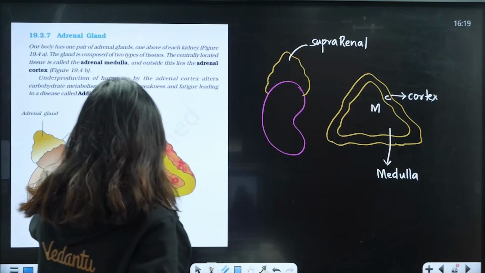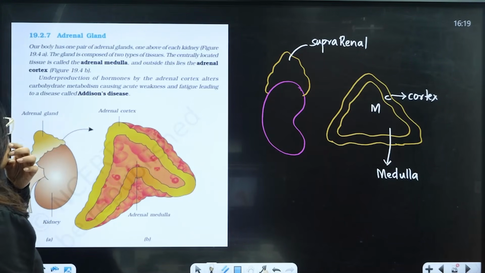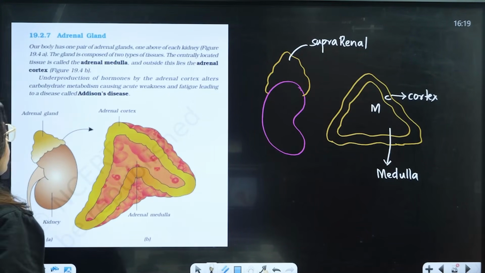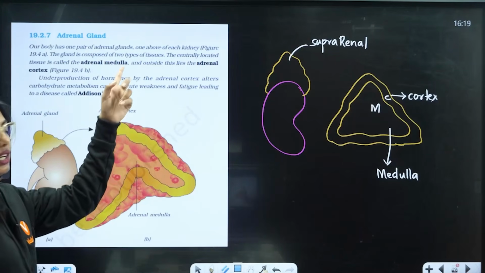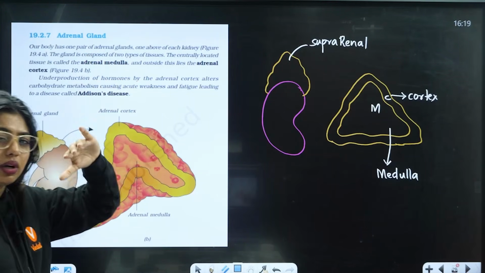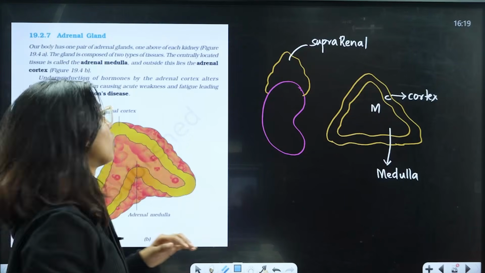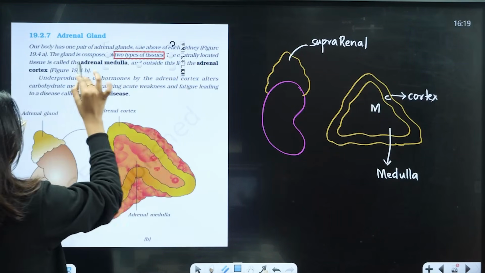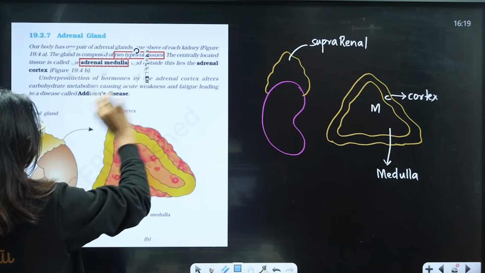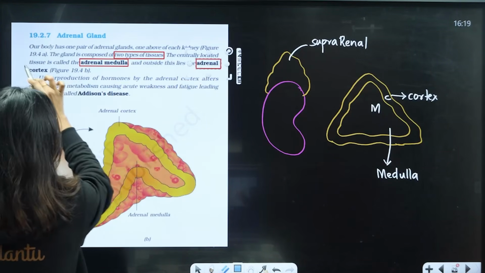Our body has one pair of adrenal glands, one above each kidney. The gland is composed of two types of tissue. In the old NCERT, instead of above they had given anterior, which is wrong. The centrally located region is called the adrenal medulla, and around it lies your adrenal cortex.